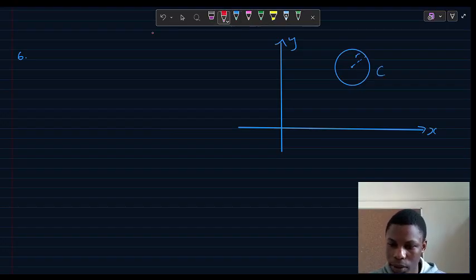So we're told that the least distance between any point on C and the x-axis, this distance here, is 8, and the least distance between any point on C and the y-axis is this distance here, that's 5.